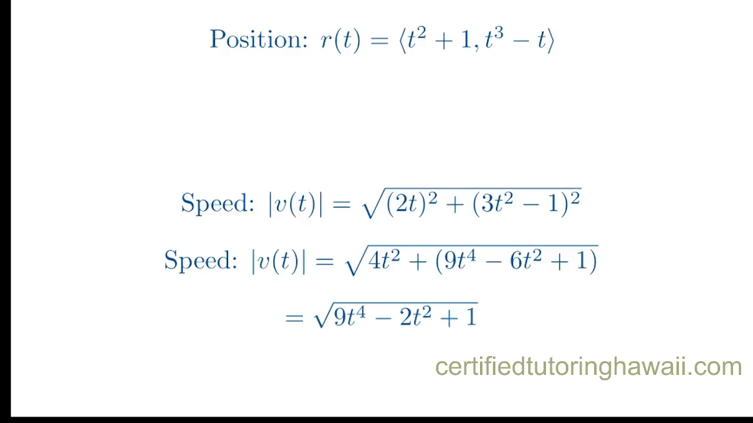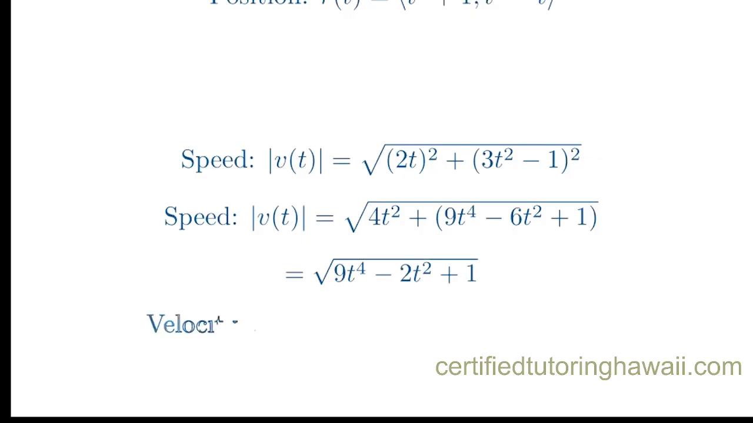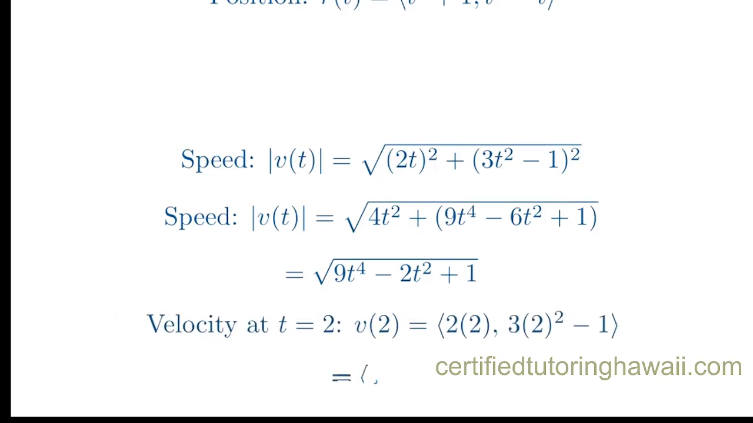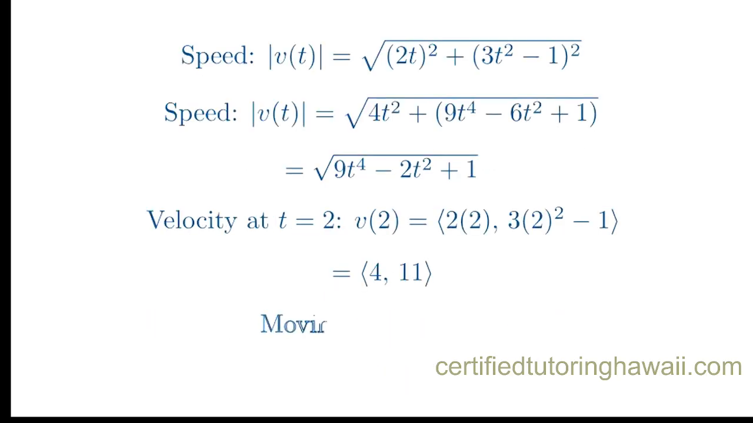Let's find the specific velocity and speed at t equals 2, just like we did for position. Plugging t equals 2 into our velocity function, we get 2 times 2 for the x component, which is 4. For the y component, we have 3 times 2 squared minus 1, which is 11. So the velocity at t equals 2 is the vector ⟨4, 11⟩. This vector tells us the particle is moving to the right because the x component 4 is positive, and upwards because the y component 11 is positive.